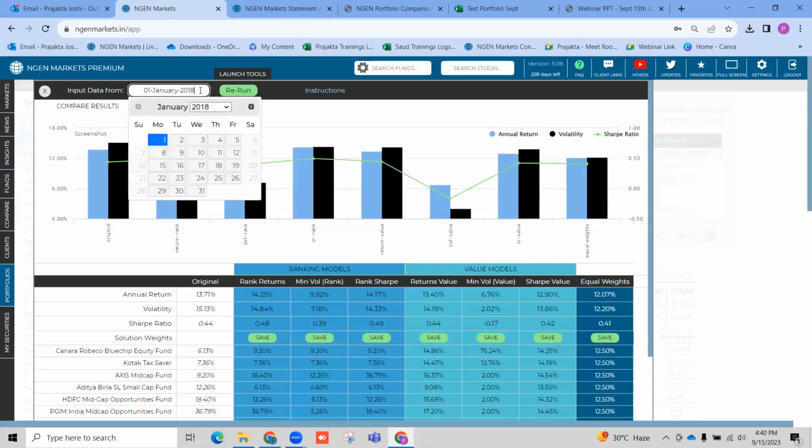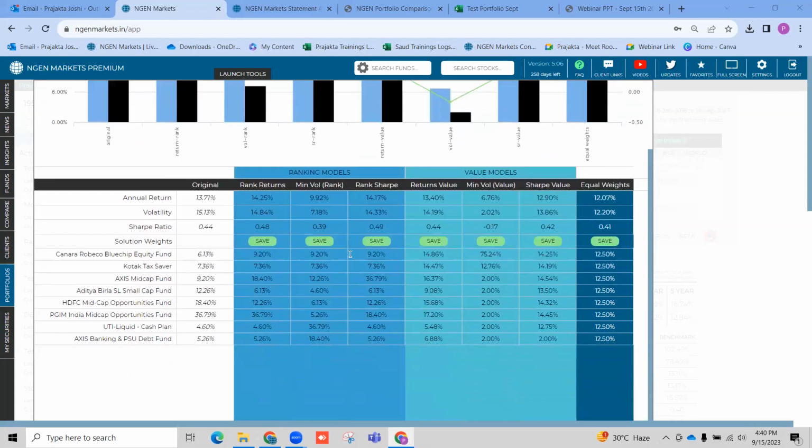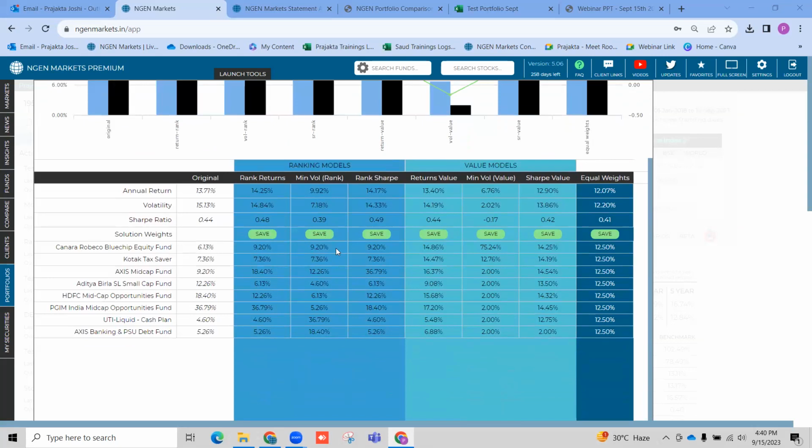Because remember, this optimization doesn't add new funds or even remove any funds from your existing list. So in this case, for example, we have 8 funds. We have to work within that. In fact, you can see the minimum vol suggestion actually has the most amount of money in the cash bucket. So I understand the issue you're facing.